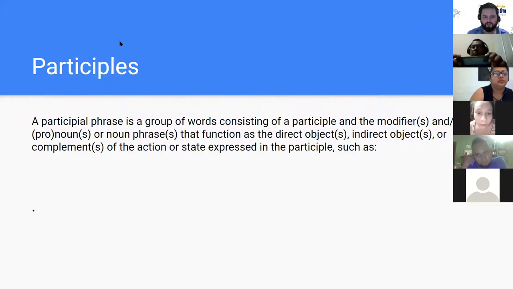A participle phrase is a group of words consisting of a participle and the modifiers, pronouns, or nouns that function as a direct object, indirect object, or complement of the action or state expressed in the participle, such as. Very good. Okay, now before we see the examples, guys, okay?